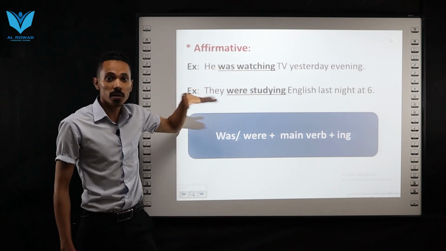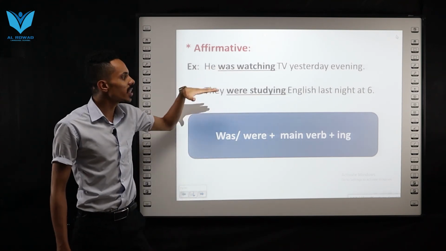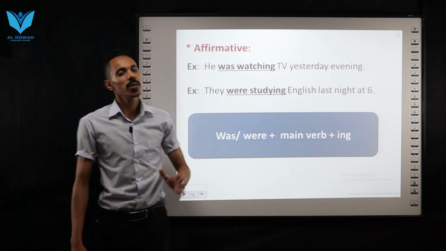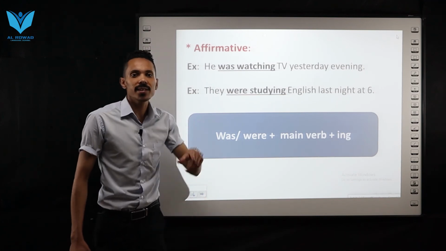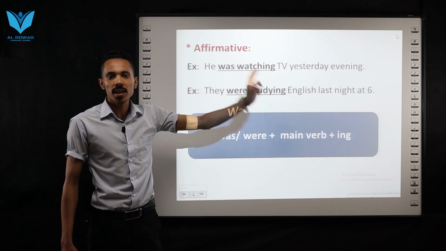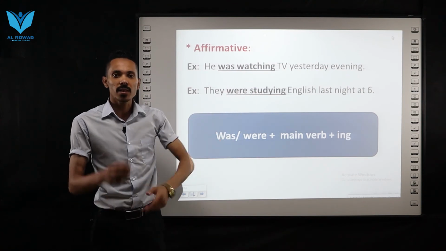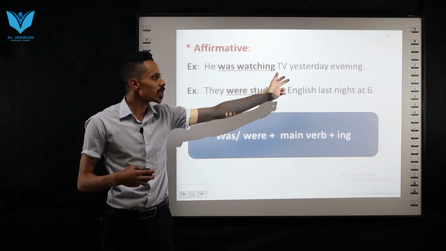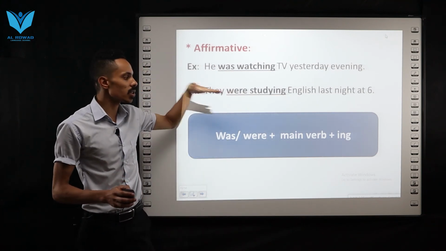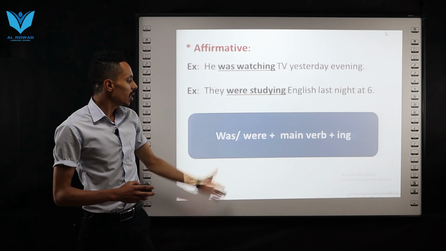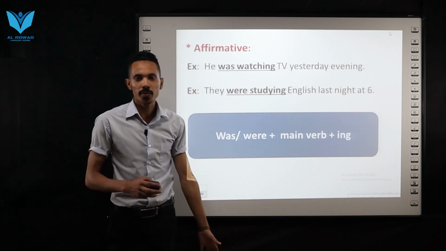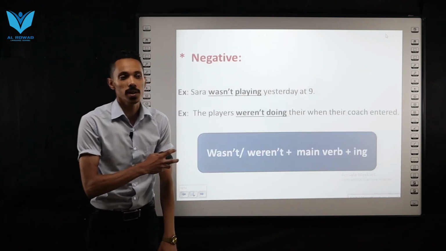For another example, they were studying English last night at 6. So the time here is not only last night, it's more clear. It's last night at 6. At 6 is the time that the action was happening in last night. So the verb is not here past simple, it's past continuous. So here the affirmative form is was, were plus main verb infinitive plus ing.